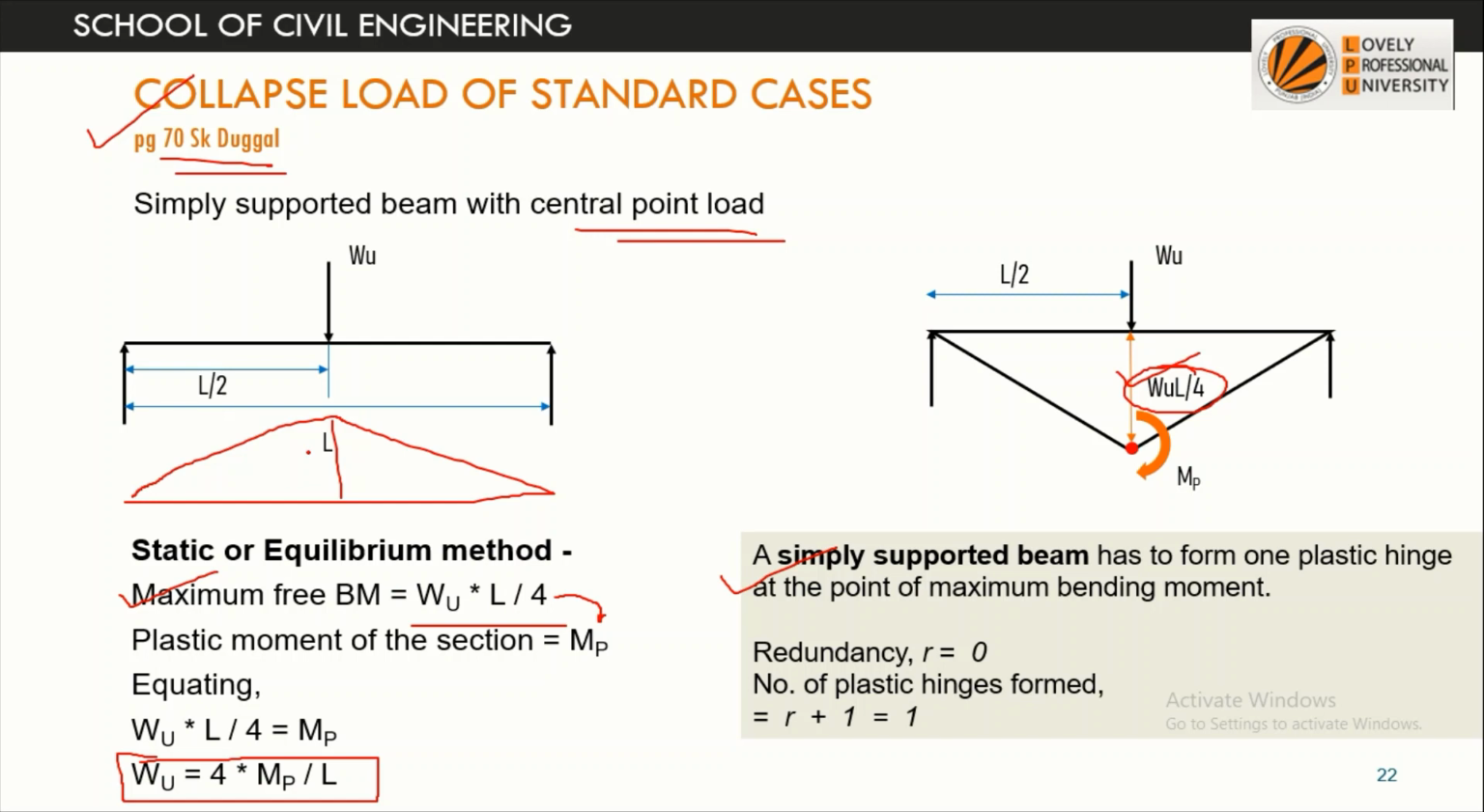This is a determinate structure, so redundancy is 0. So the value of R is 0, and the number of plastic hinges formed is R plus 1, so it will be 1. So 1 plastic hinge is required for the collapse of this structure. We'll write that maximum free bending moment is WuL by 4. Now simply we'll equate this value WL by 4 to Mp, and we'll get the value of collapse load Wu equal to 4Mp by L.